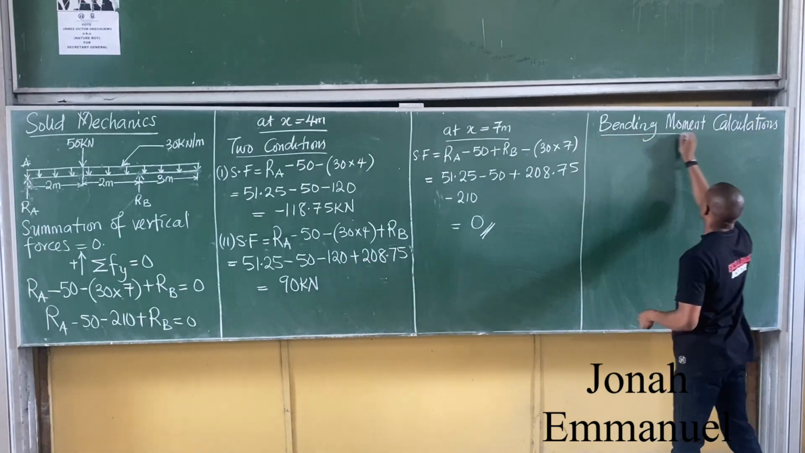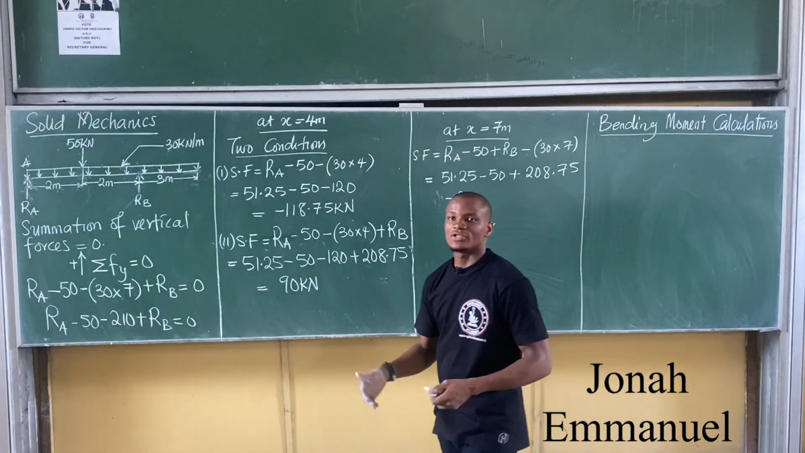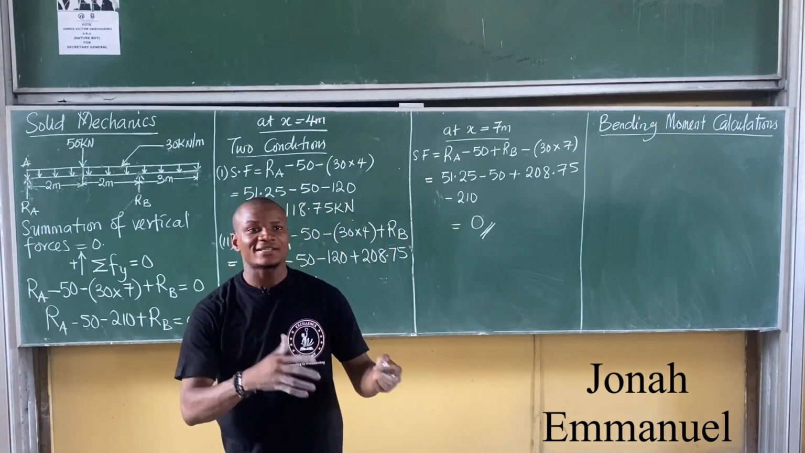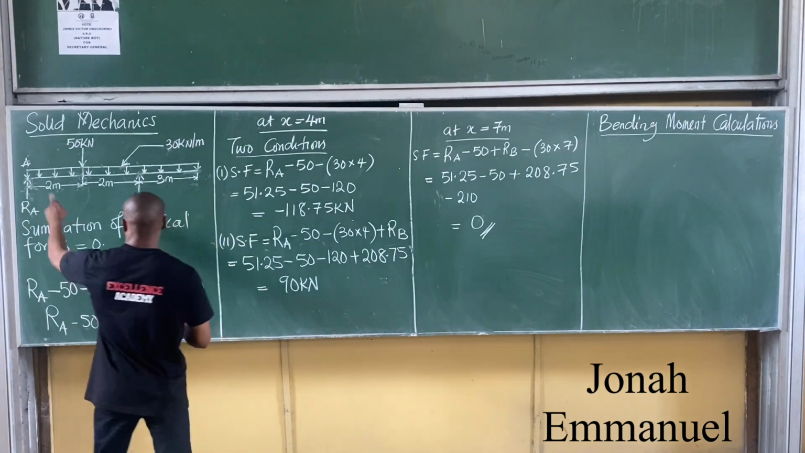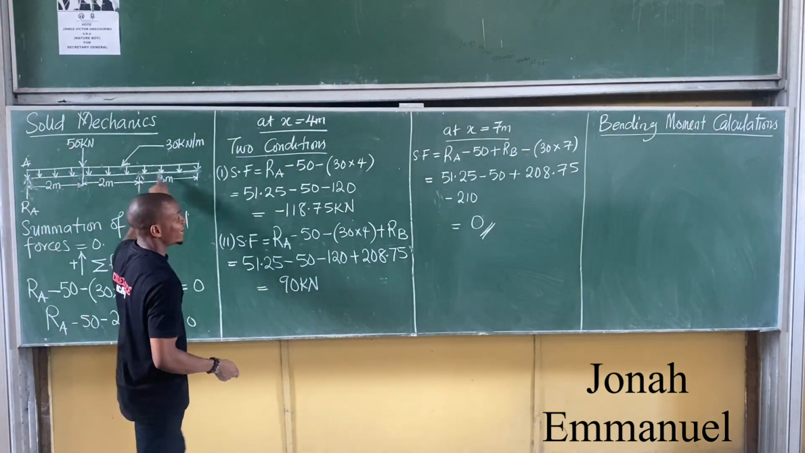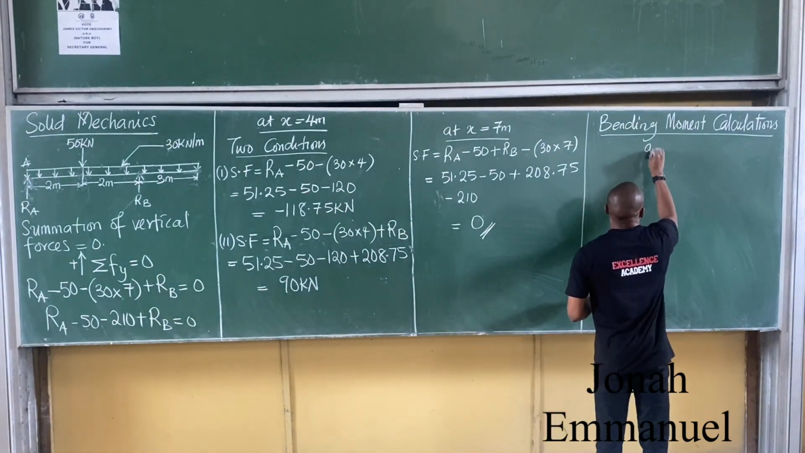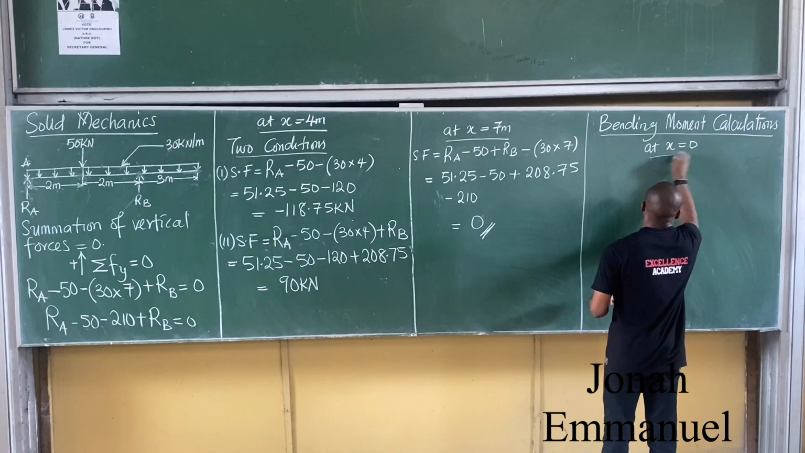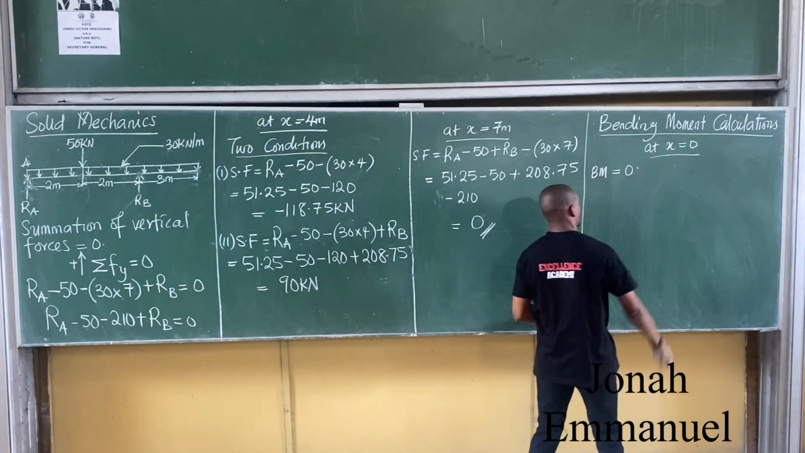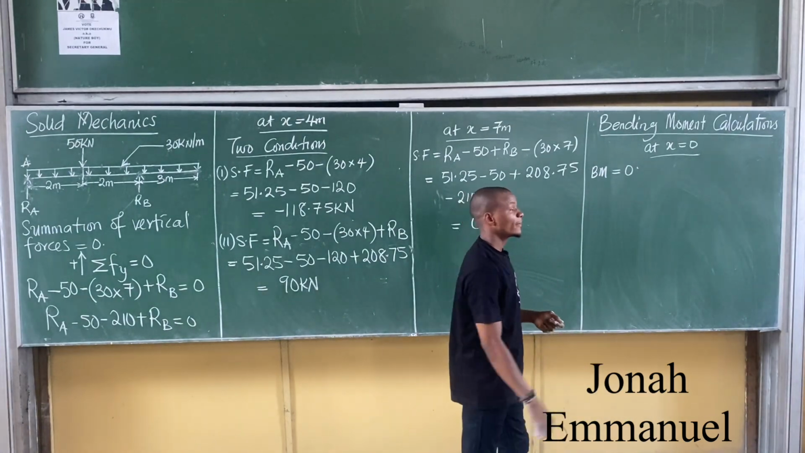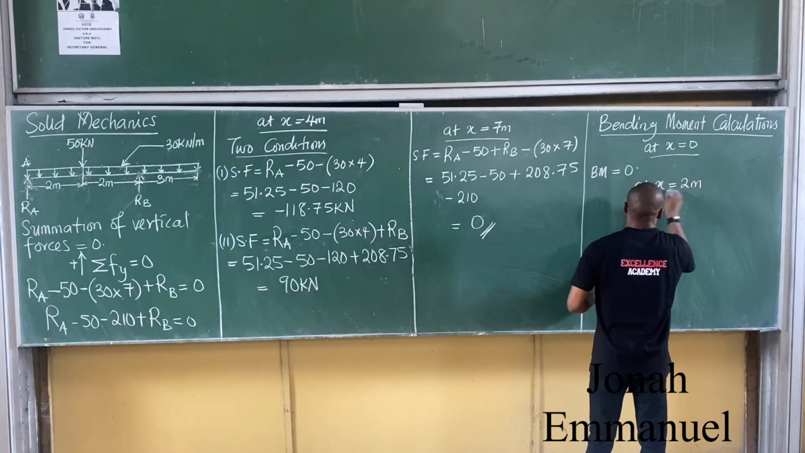Let's do the bending moment calculation. For bending moment, you still take intervals. I'm using the exact intervals I used for shear force: 0, 2, 4, and 7. Case 1, at x equal to 0, don't stress. Bending moment is 0. Next up, at x equal to 2 meters.